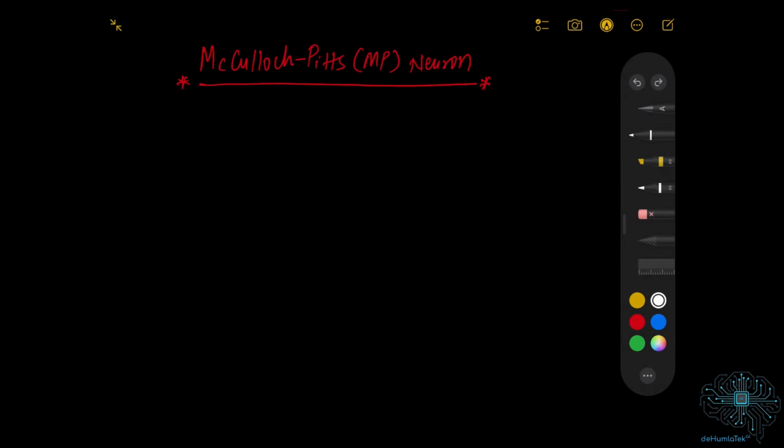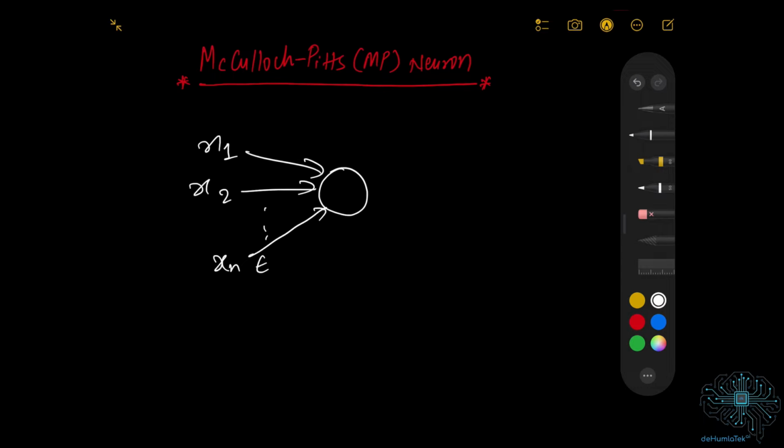In this video I'll be talking about the McCulloch-Pitts neuron. If this is a neuron and there are n inputs for this neuron, let's assume all the inputs are Boolean variables as of now, and the output is also a Boolean variable. This neuron can be divided into two subsections.